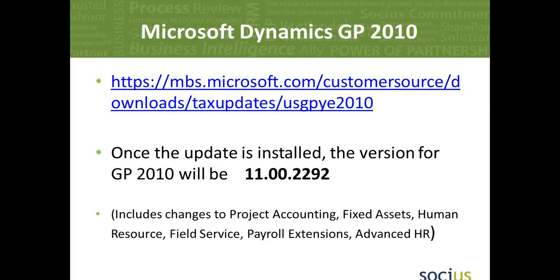Once it's installed, this will be your version number, 11.00.2292. For the 2010 update, some of the changes that are included will affect project accounting, fixed assets, human resources, field service, payroll extensions, and advanced HR. Now I realize a lot of you may not know what those modules are, but for those of you who might, just so you know, the update for GP 2010 will affect those modules as well.